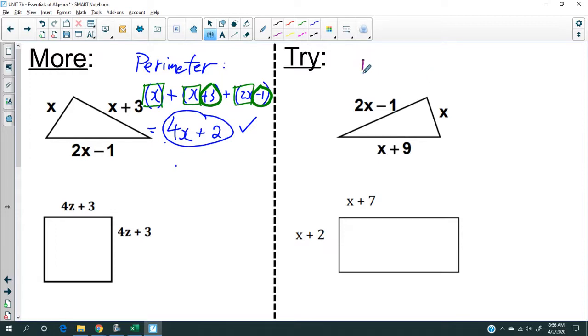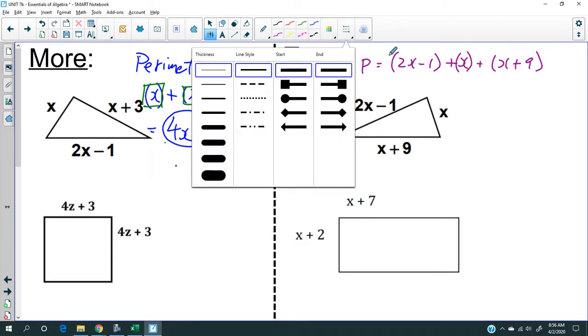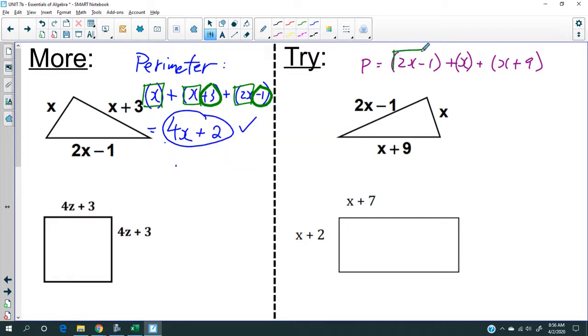So to find the perimeter, we would have to add the 3 sides up. So let's go clockwise. So I'll put in parentheses 2x minus 1 plus x plus x plus 9. All right. So here I have two different families, right? The x family and the number family.